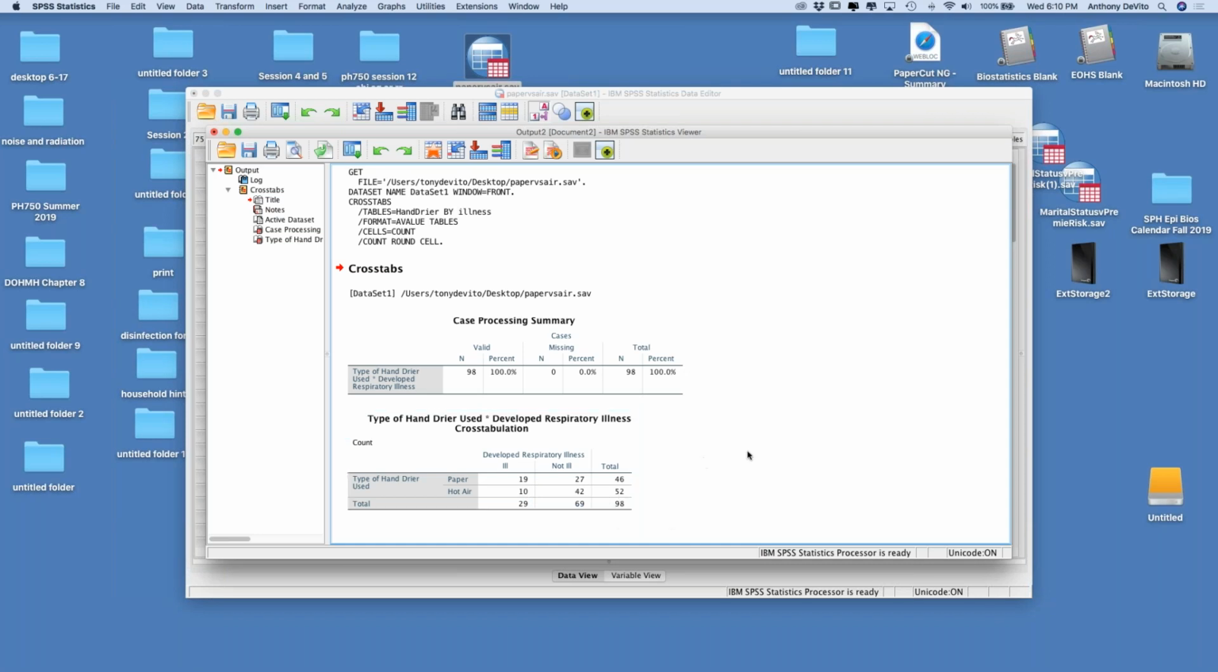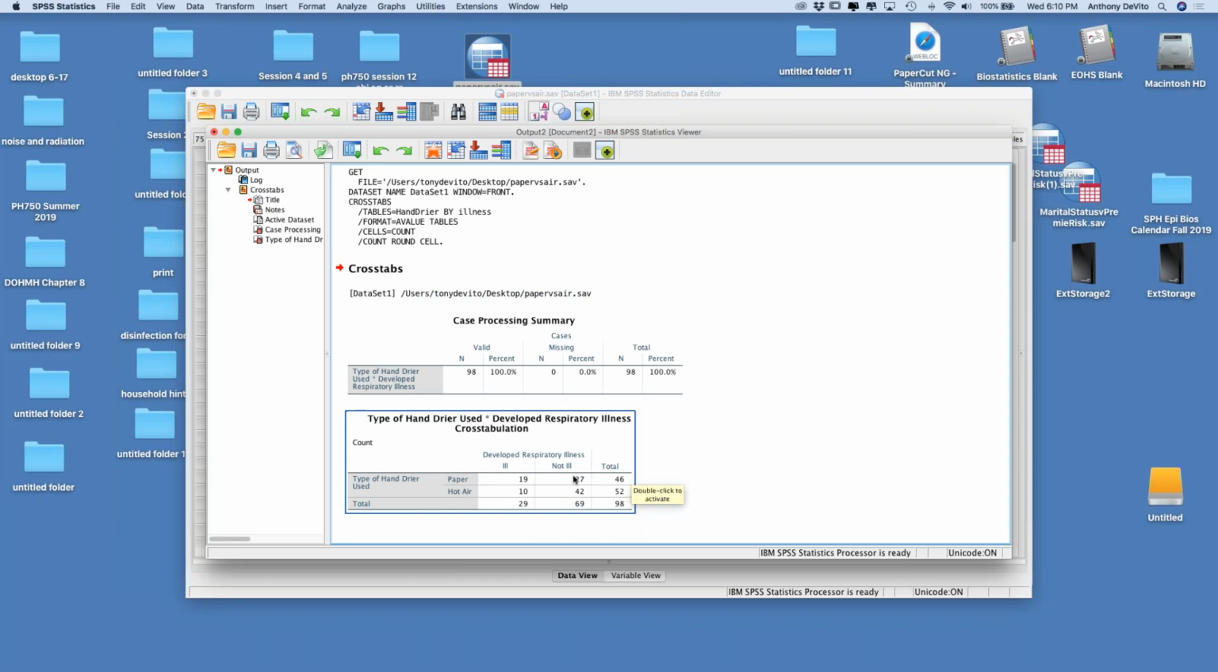So for chi-square, the null hypothesis is there is no association between which type of device you use and whether you got sick. My alternative hypothesis is that there is an association. In other words, it made a difference whether or not you used paper or hot air, because it wasn't equal. You didn't get ill at the same rate for paper and hot air. There's a difference between them. So that's my alternative hypothesis.